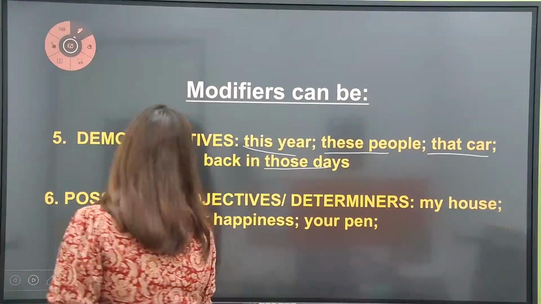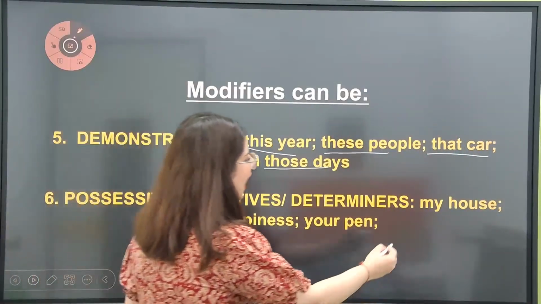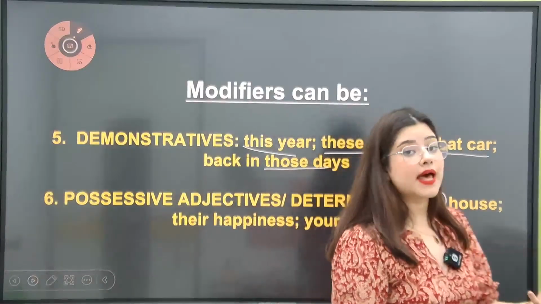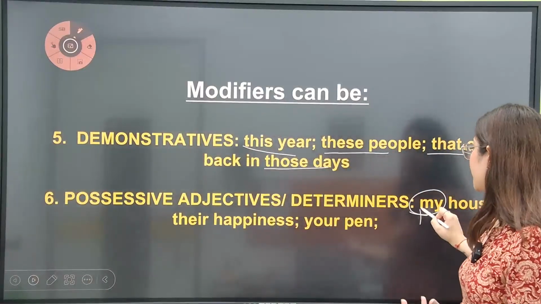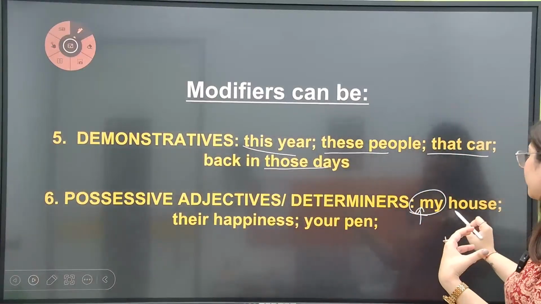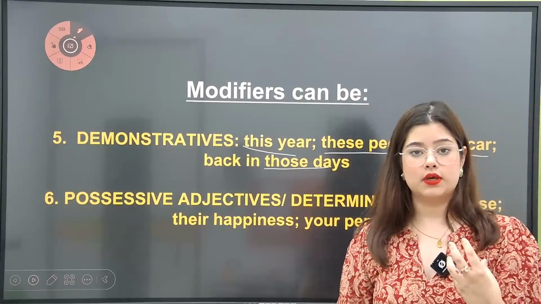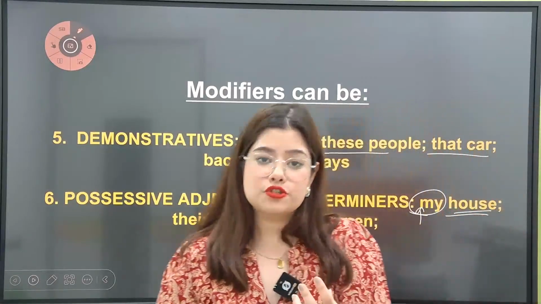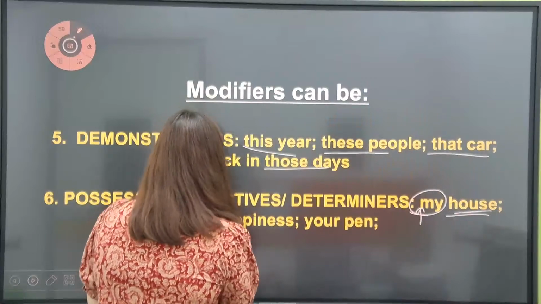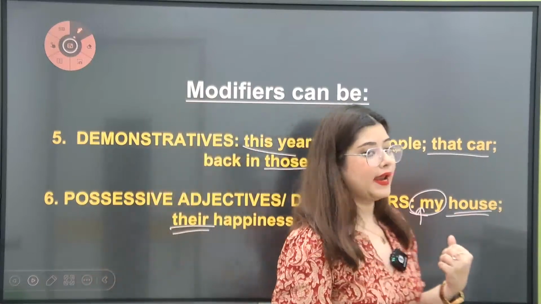Possessive adjectives or determiners: my house. Whose house are we talking about here? My house. So extra information about the house. It's showing the possession of the house. Their happiness, your pen, right?